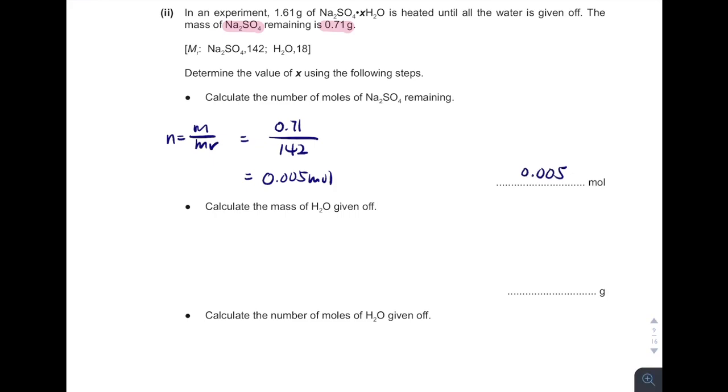So this is the answer. Yeah, and then next one, what is the mass of H2O given off? So how do you know? You are given the initial mass of the hydrated compound. When there is water in it, the total mass is 1.61. When there's no water, the sodium sulfate remaining is 0.71. So what is the mass of water produced? 1.61 grams minus 0.71 grams, so eventually we will get 0.9.